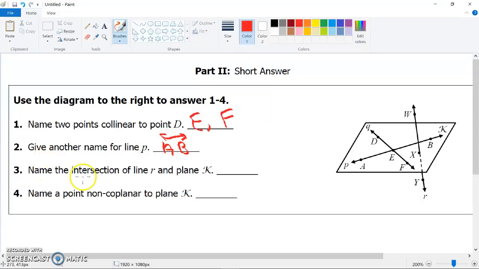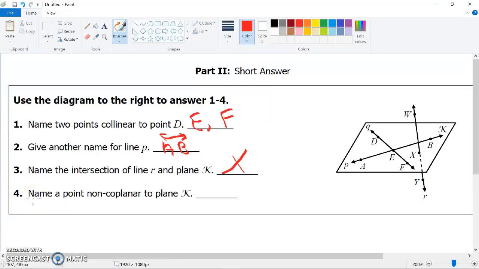3. Name the intersection of line R and plane K. Plane K is this whole plane right here. That's why it's right here in the corner. Here's line R. Okay, the only thing that goes through that point is point X. Remember, when a line and a plane intersect together, they intersect at a point.